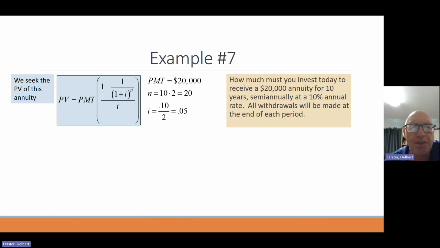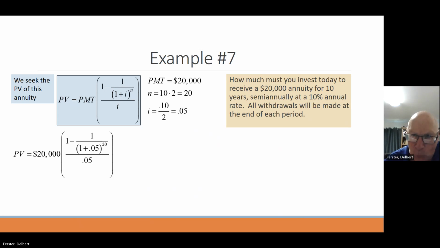Some numbers for you. The payment's going to be 20 grand. Okay. And the number of compounding periods is the 10 years times 2 for 20, 2 in terms of compoundings per year because of the semi-annually. The interest per compounding period, 10% cut by 2, 5% per compounding period. Straight plug in. We're finding the present value. So in a sense, we're doing what we did on our previous problem. That was the question mark number 1, right? Calculating the present value of this annuity.